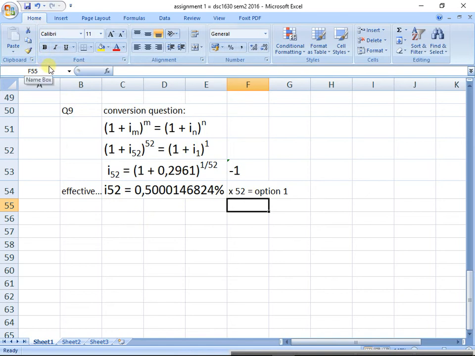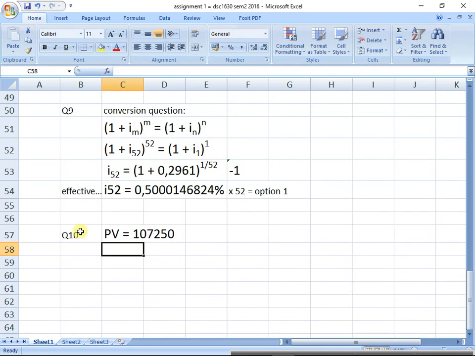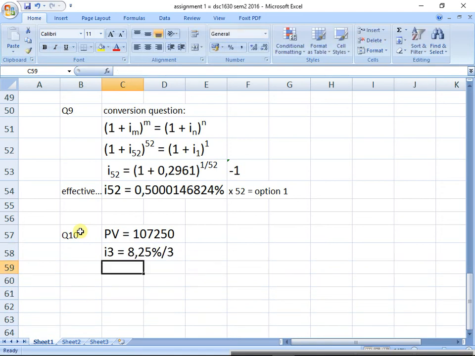Alright, we're almost there, last 5. Okay, question 10, easy question. All you had to do was identify the key variables. So I'm working out the accumulated amount. PV here was 7250. I is the i3, because it's every 4 months. Every 4 months is 3 times a year. And then n is 5 times 3, which is 15.